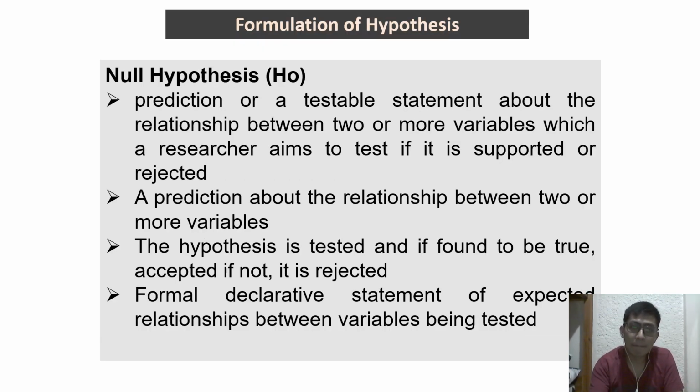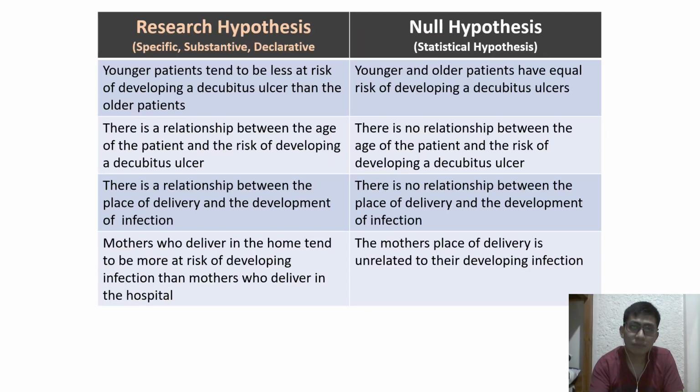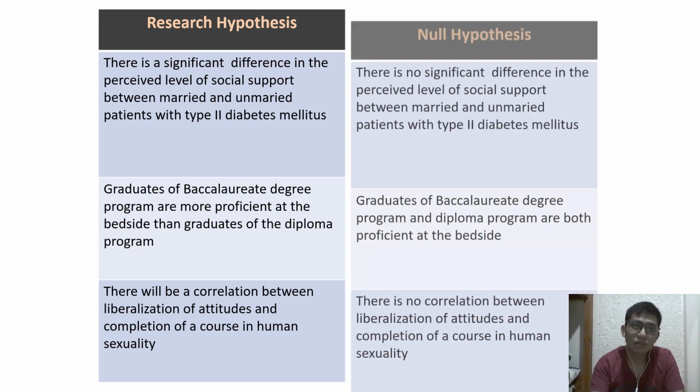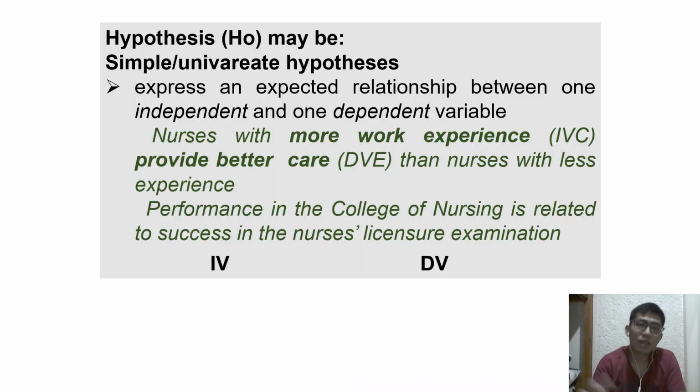So we have the comparative. So we have done this. Research hypothesis is more on the relationship. Okay, greater, lesser. Hypothesis may be a simple or univariate hypothesis. There's only one independent variable and one dependent variable. So nurses with more work experience is the independent variable, provide better care. So that's the dependent variable. The nurses with less experience.